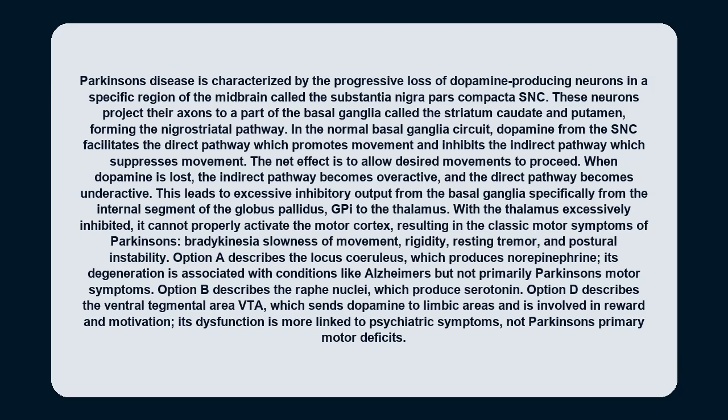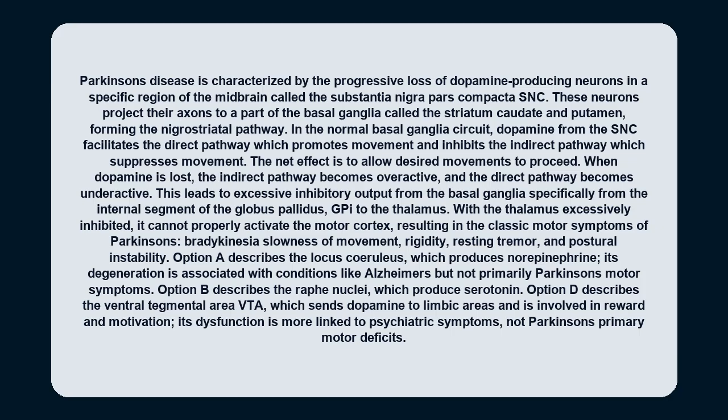These neurons project their axons to a part of the basal ganglia called the striatum, caudate and putamen, forming the nigrostriatal pathway. In the normal basal ganglia circuit, dopamine from the SNC facilitates the direct pathway, which promotes movement, and inhibits the indirect pathway, which suppresses movement.